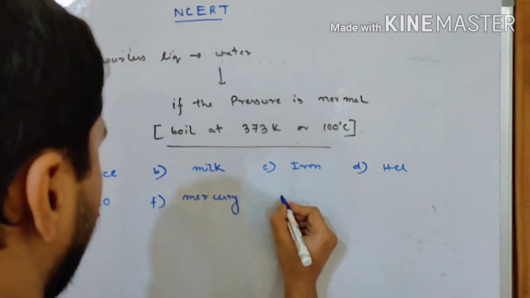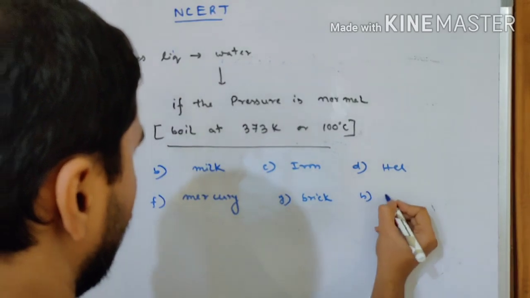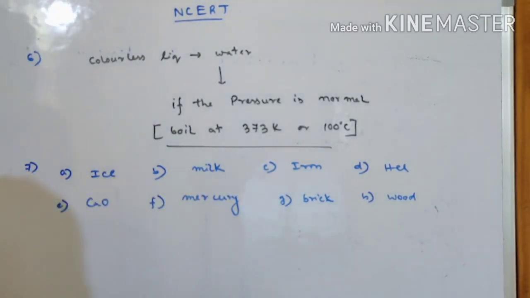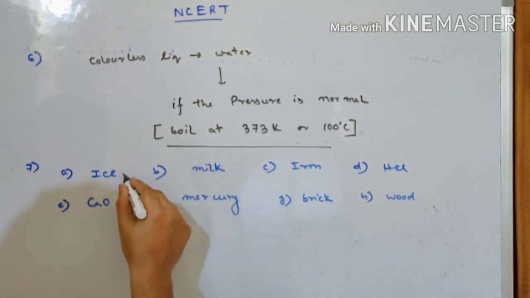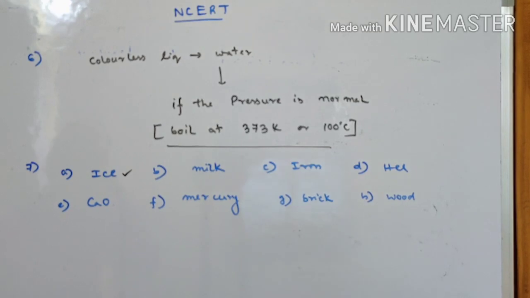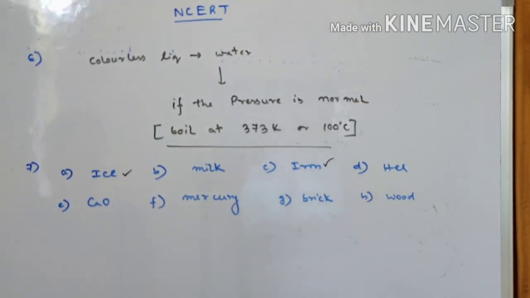Then we have brick. Then we have wood. We have to see which of these are pure substances. Obviously in case of ice, it is only H2O, nothing is mixed with it, so it is pure. Then milk is definitely not pure because it is a colloidal substance. Two things are mixed over there. Then iron. Iron, with formula Fe, has nothing mixed with it.